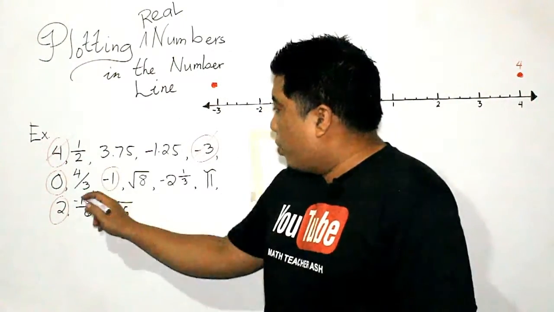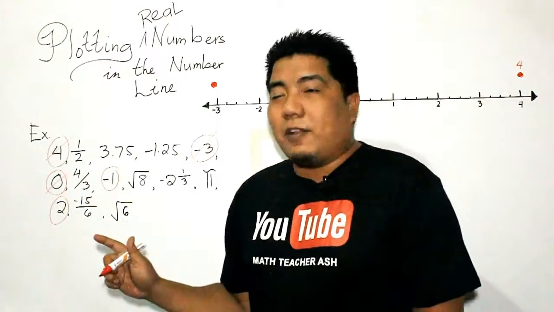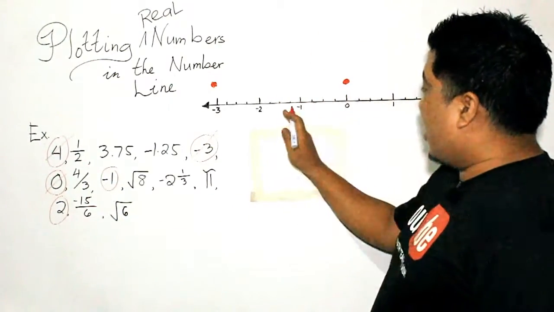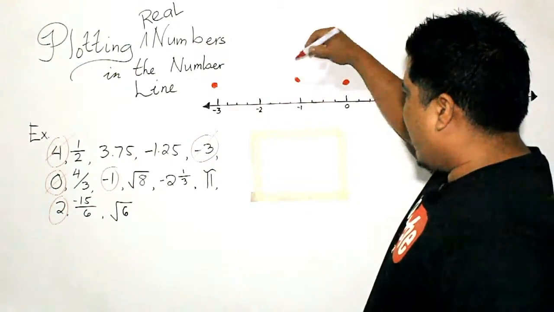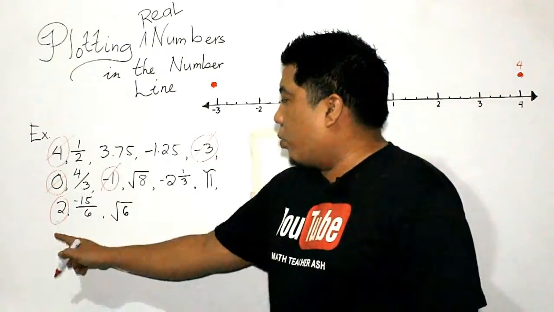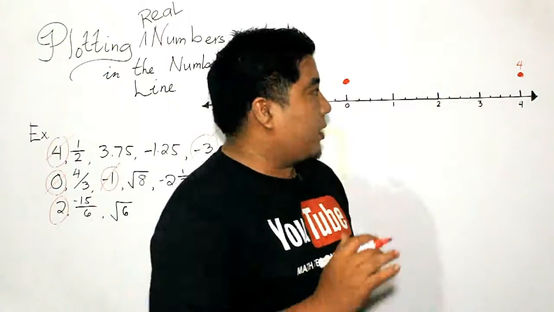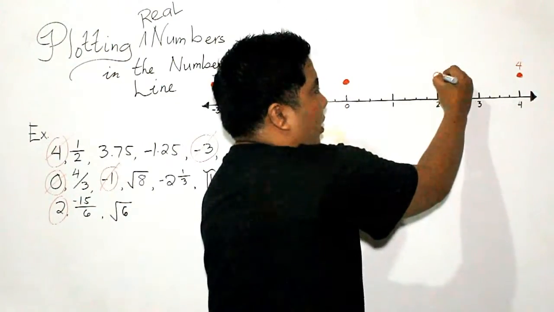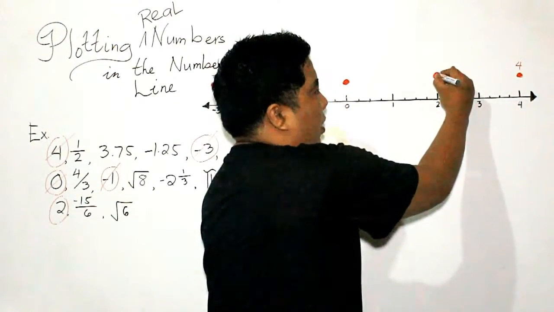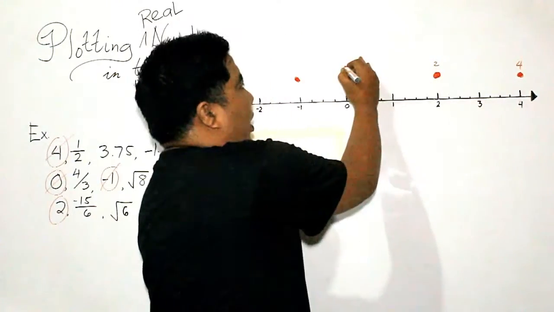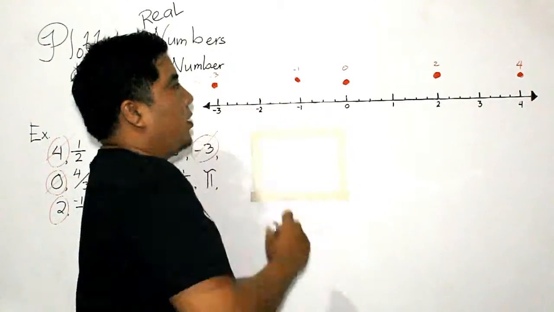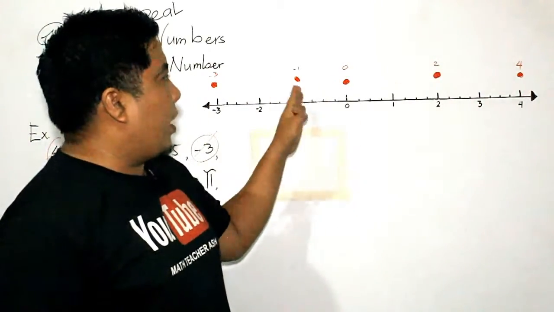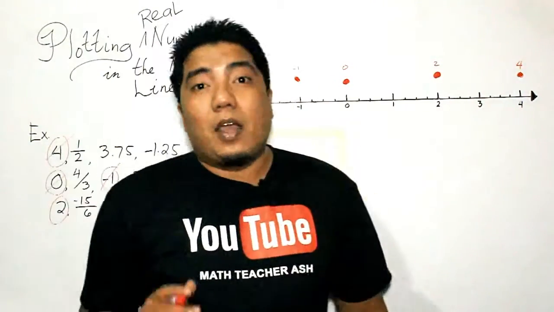And now, we go with negative 1. Our negative 1 is here, of course, in the negative side. So that is here. And we have our 2 as the last integer, and that is located here. So at least you already know the location of these points. So that is 4, 2, 0, negative 1, and negative 3.